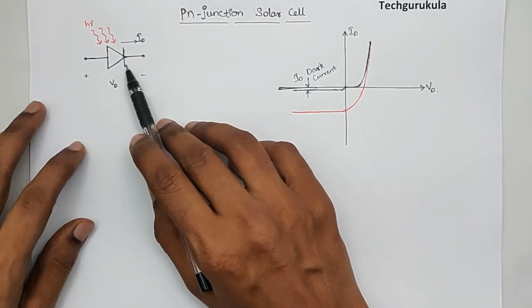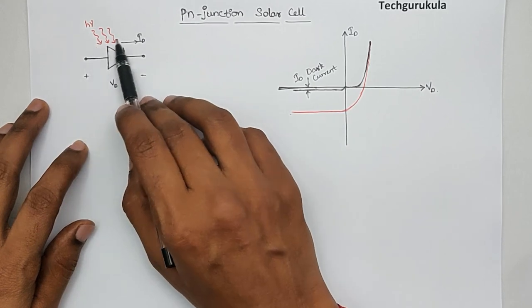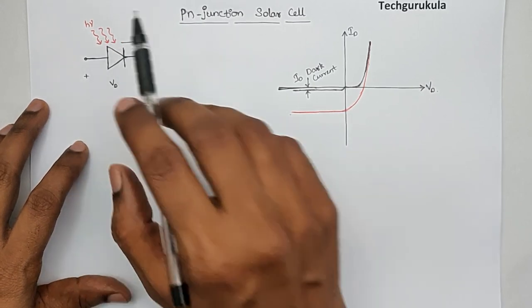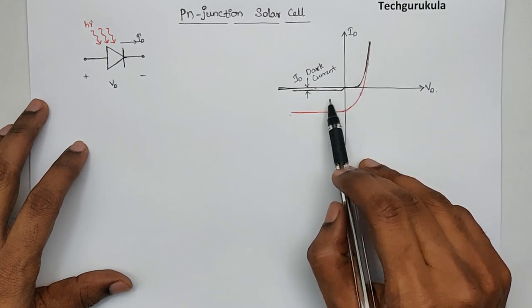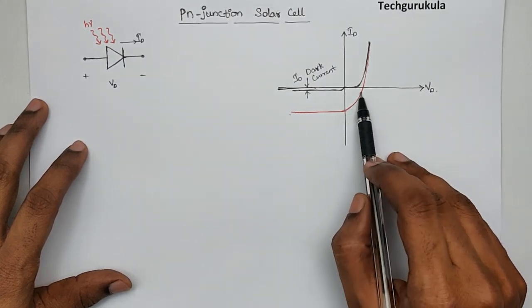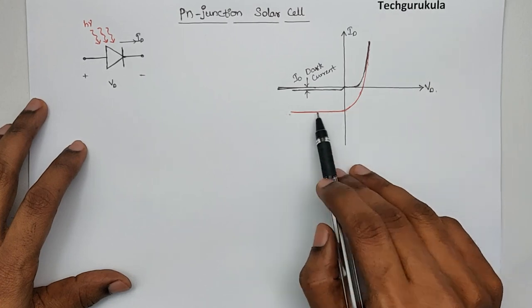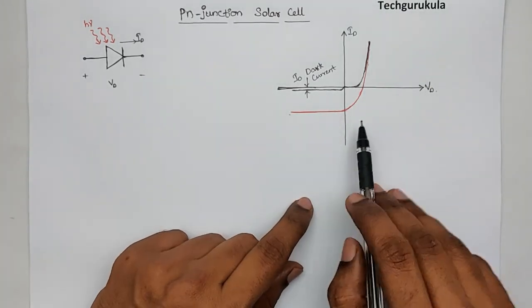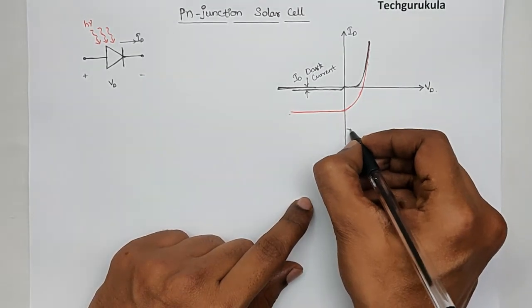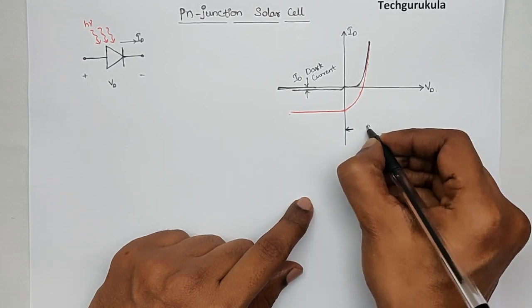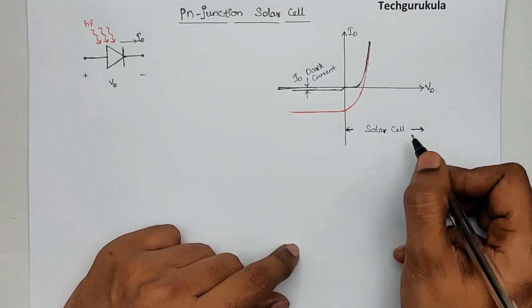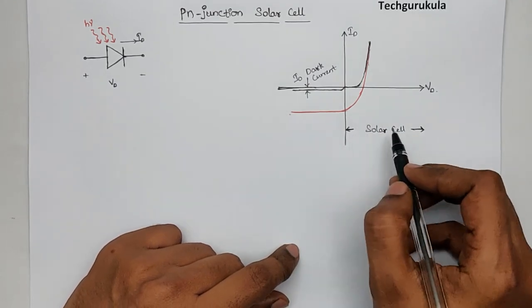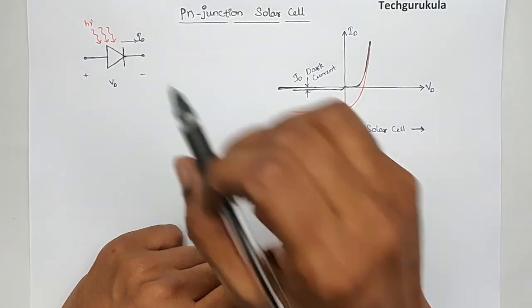Here I've taken the diode circuit symbol where I'm showing incident light and the current characteristics of a normal diode. And when light is incident, these are the current voltage characteristics of the diode. Now we have seen from the previous video that when we operate in this region, it is going to be like a solar cell where it's going to generate electric energy from the incident light.